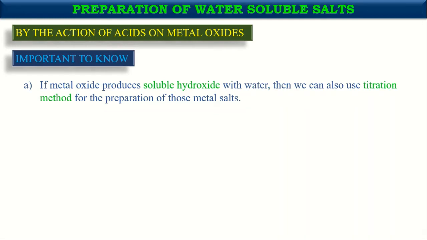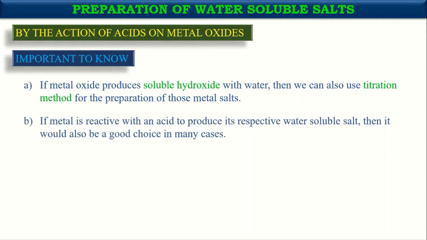There are some important points to know. If metal oxide produces soluble hydroxide with water, then we can also use titration method for the preparation of those metal salts that we will see in our part 3. If metal is reactive with an acid to produce its respective water soluble salt, then it would be a good choice in many cases.